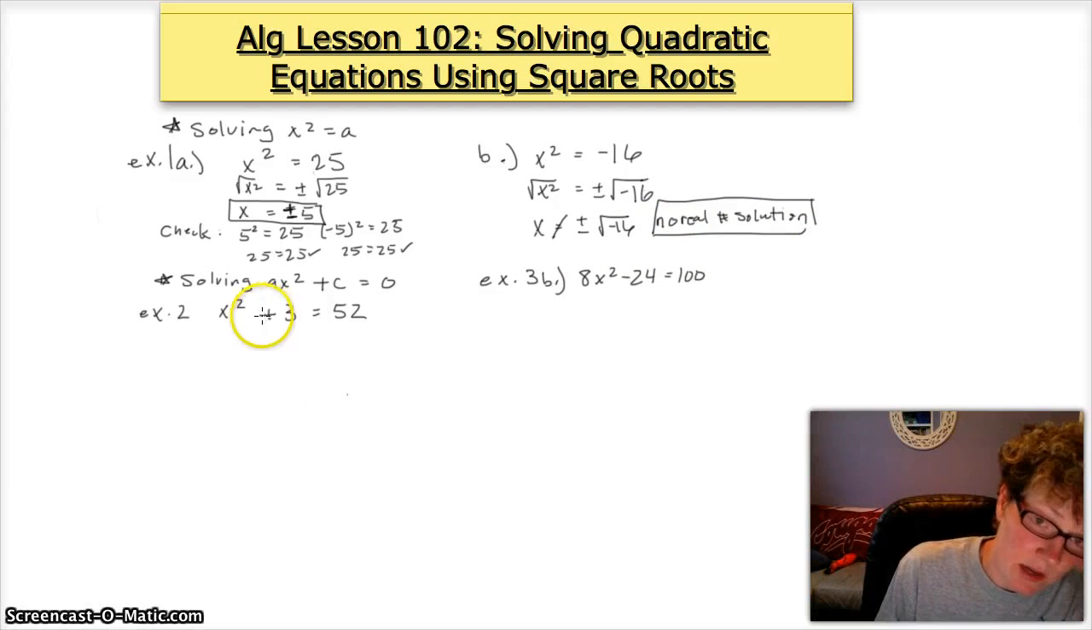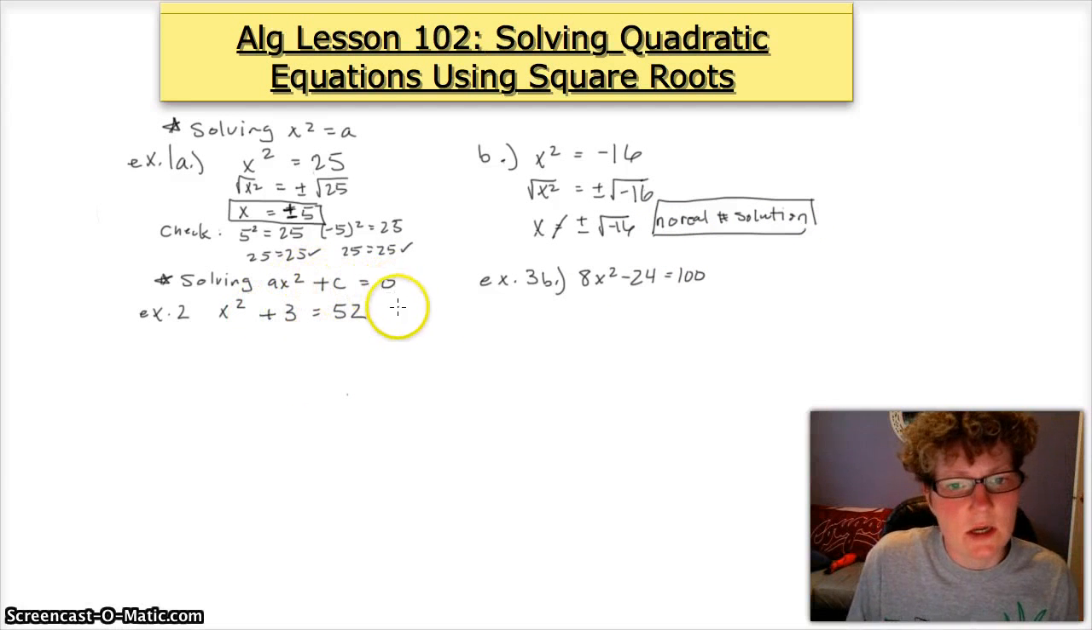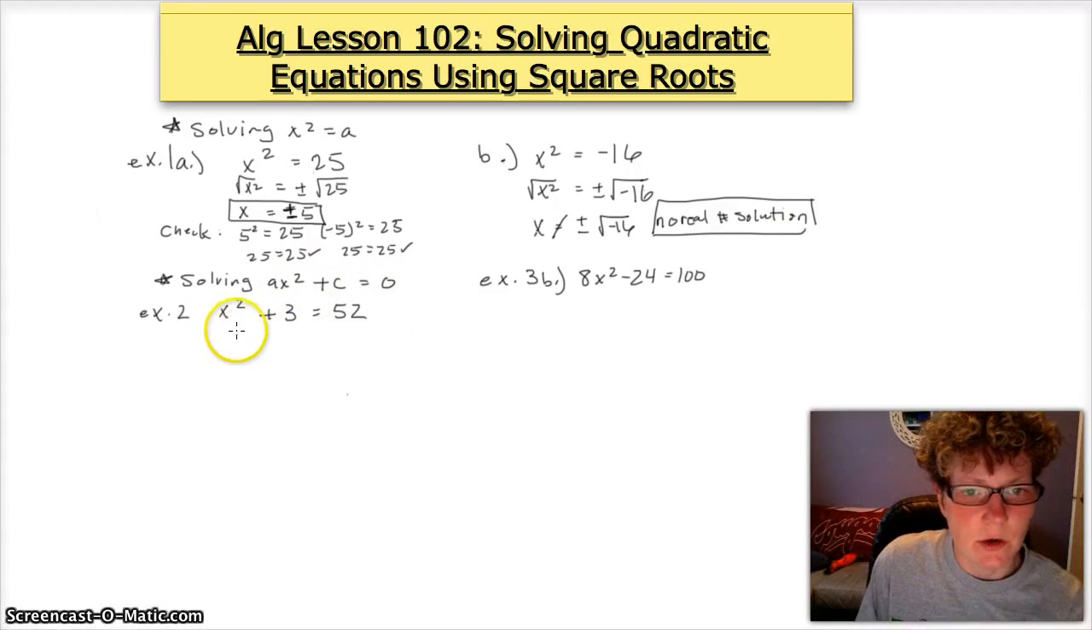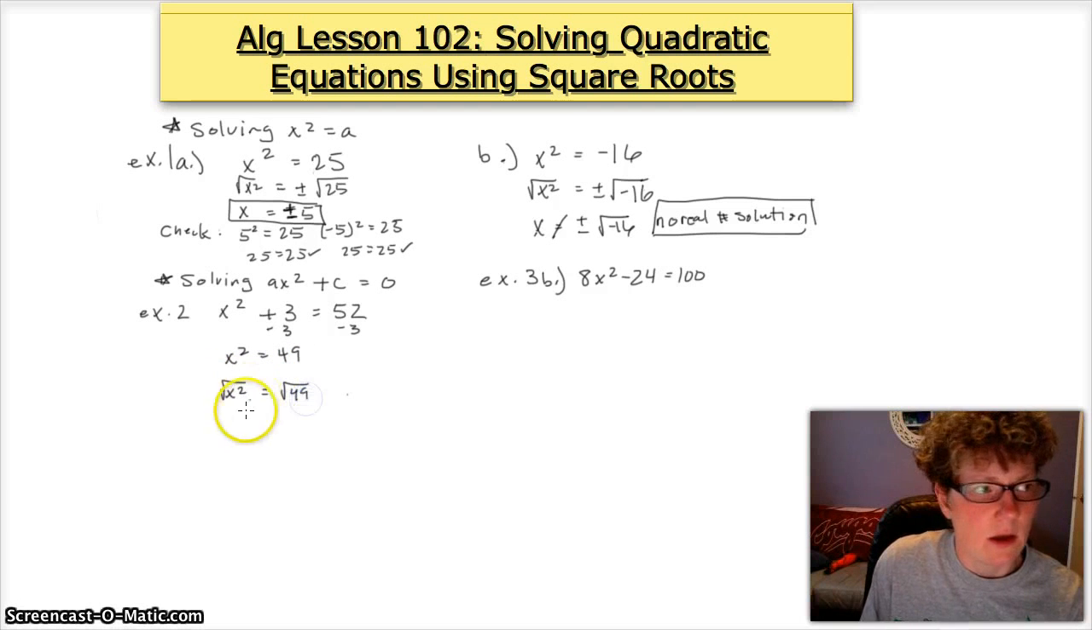Okay, the next one, solving ax squared plus c equals 0. Let's go ahead and subtract 3 from both sides, so we get x squared equals 49. We're going to take the square root of x squared and the square root of 49, and it's a perfect square. So we're going to get x equals plus or minus 7.